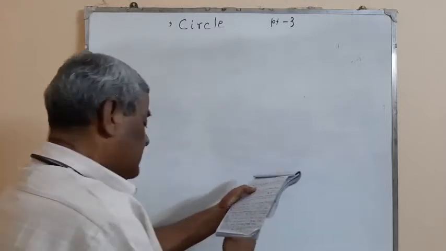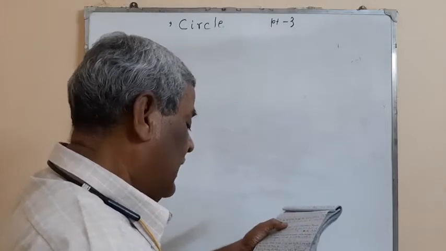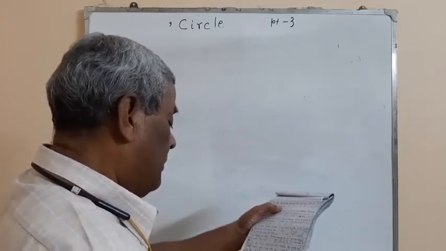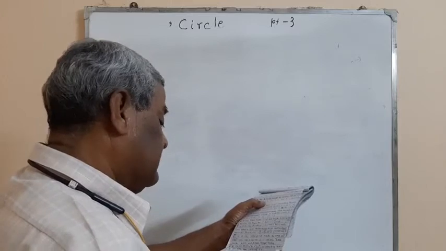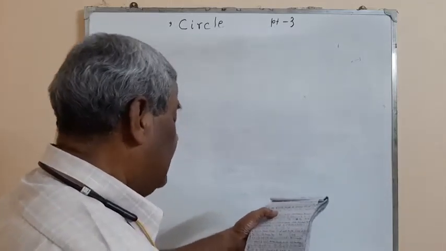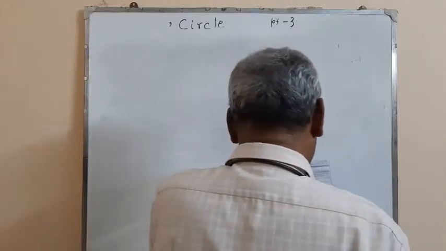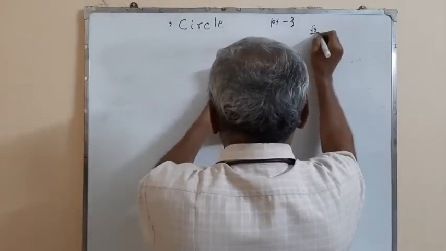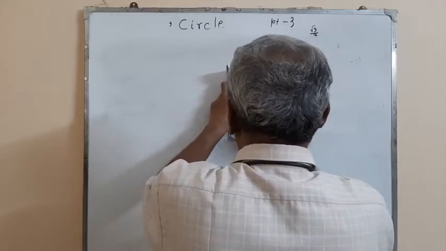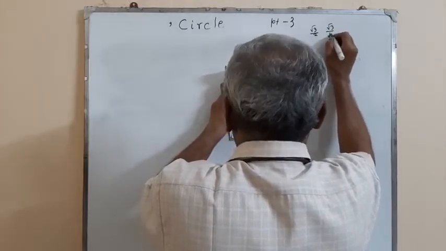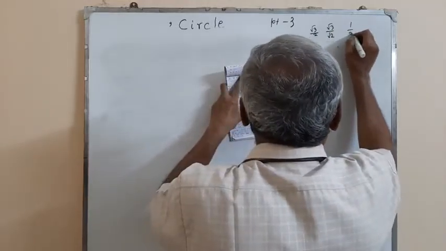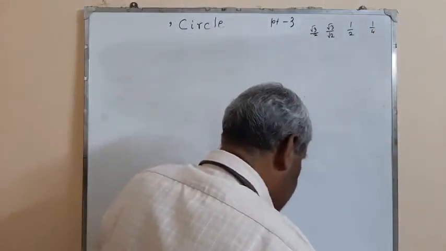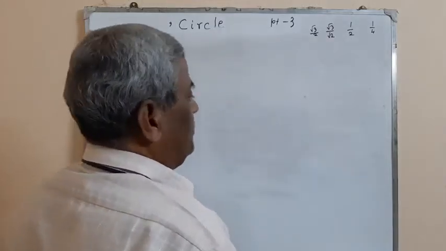Let's see. C is the circle with center at 1, 1 and radius 1. And T is another circle, center at 0, K, passes through the origin and touches C externally. Then the radius of T is... The options are root 3 by 2, root 3 by root 2, half and 1 by 4. These are the options. Now let us see what is the exact problem.